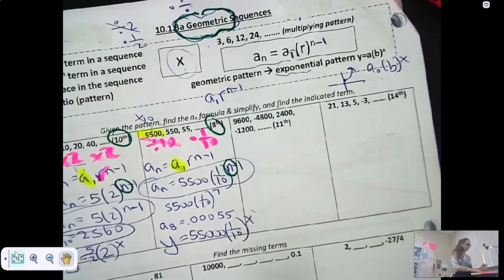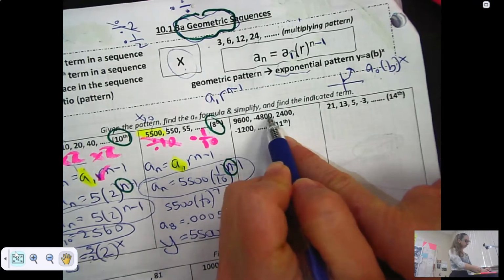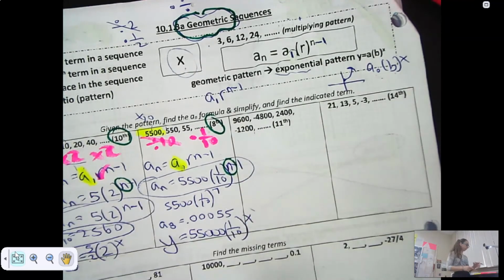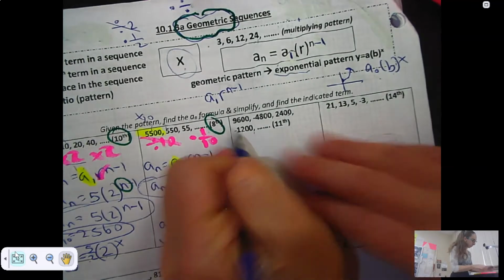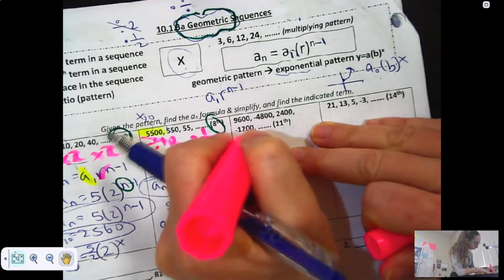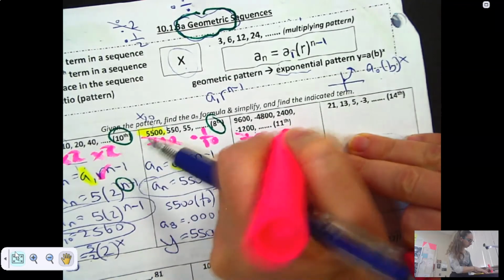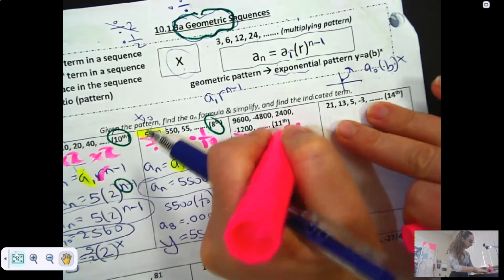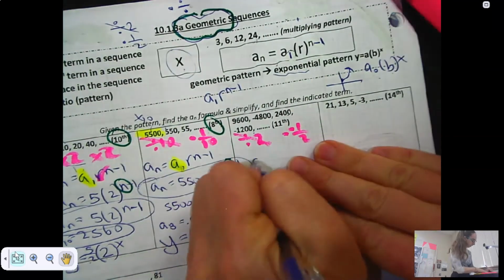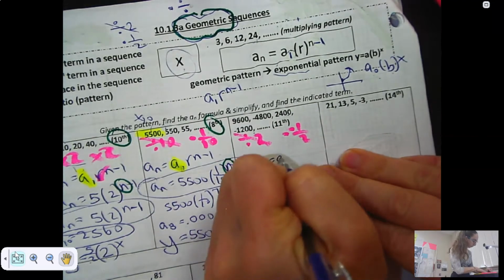Okay, next one. This is positive, this is negative. This is positive, this is negative. Oh, okay, so that means I have to multiply by a negative to change the signs. It's being divided by 2, but we don't do that, so it's multiplied by 1/2, negative. A sub n equals a sub 1.